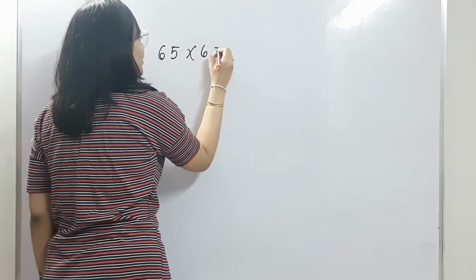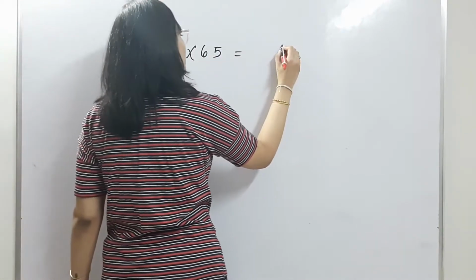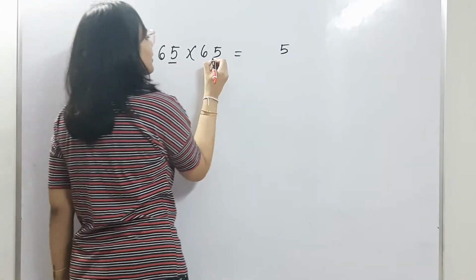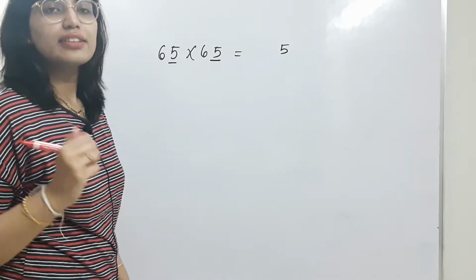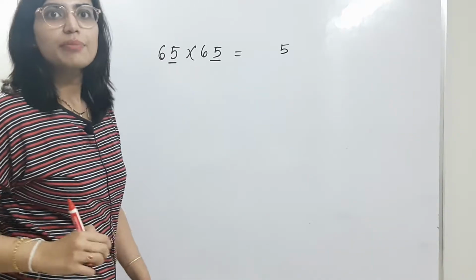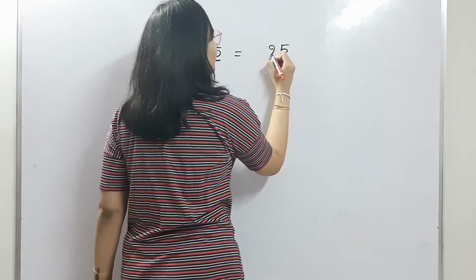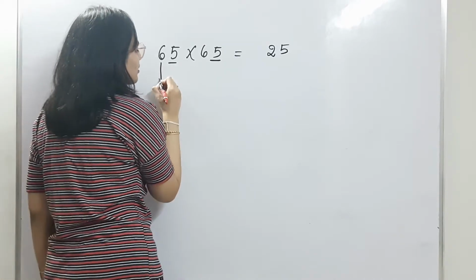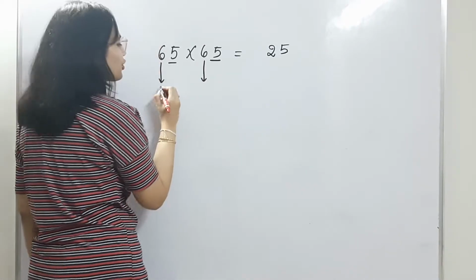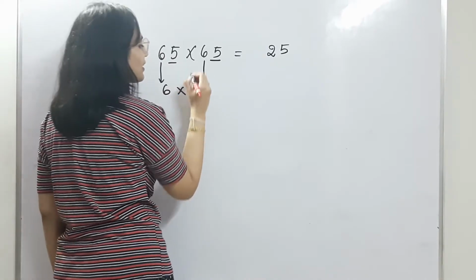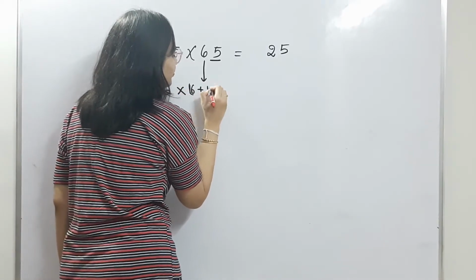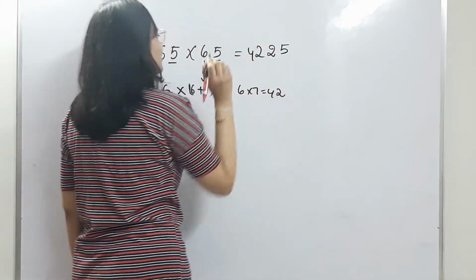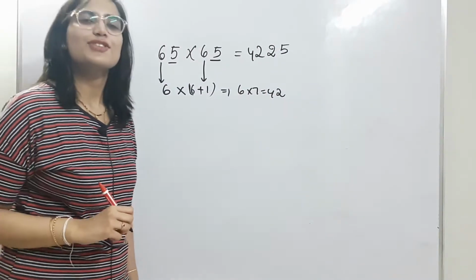65 into 65. What we'll do is, because it will definitely end by 25 for sure. Any number that is the square of two numbers that ends with 5 will end in 25. Okay, and 6 into 6 here. So what you do is, remaining is these two digits. What you do is, you multiply 6 and 6 plus 1. So what you'll get? 6 into 7, which is nothing but 42. So the answer when you multiply 65 into 65 is 4225.